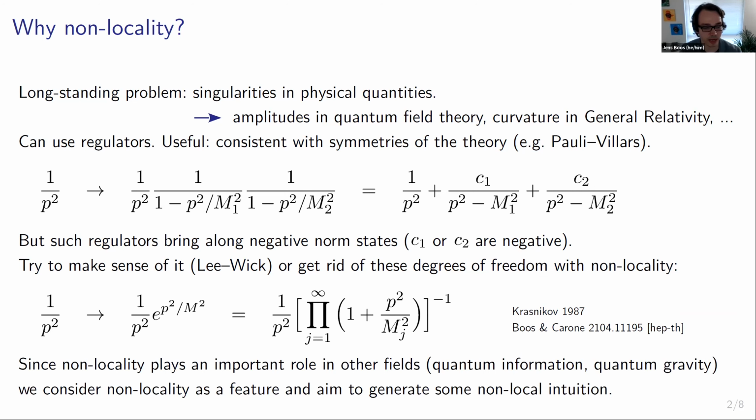Okay, so since non-locality plays this important role also in other fields of physics, for example, in quantum information, quantum entanglement, also in observables and quantum gravity. In this work, we just consider non-locality as a feature, not as a bug, and we just aim to generate some sort of non-local intuition, whatever that means.